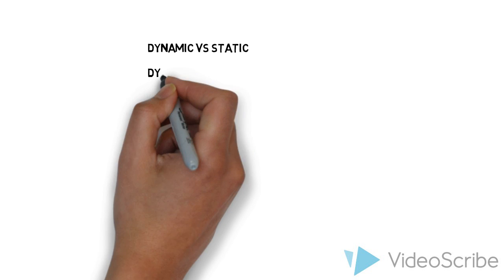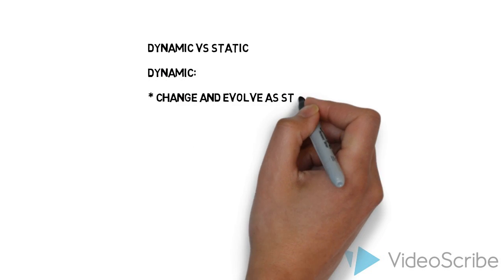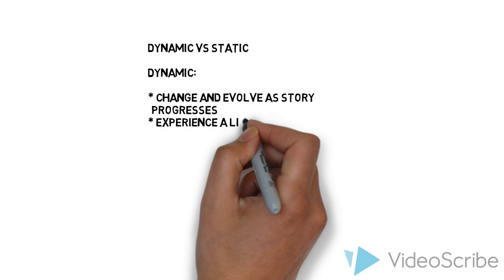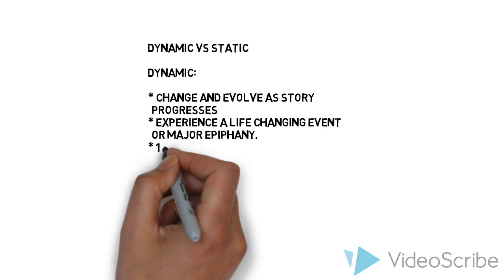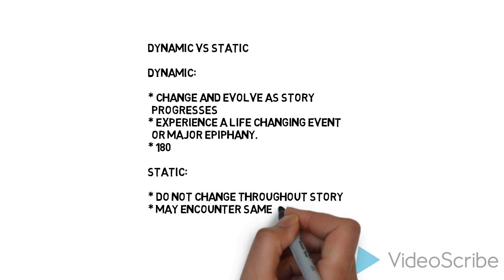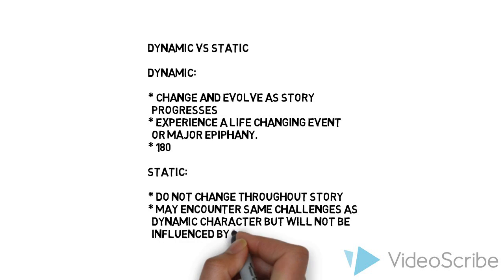Finally, we looked at dynamic versus static characters. Dynamic characters change and evolve as a story progresses. They experience life-changing events or epiphanies, and they often do a 180 from where the story started to where it ends. Static characters do not change throughout the story. Even though they may encounter the same challenges as the dynamic character, they will not be influenced by these challenges.